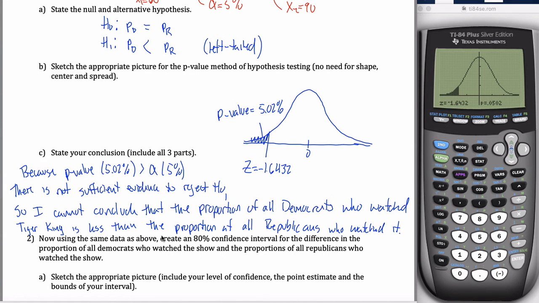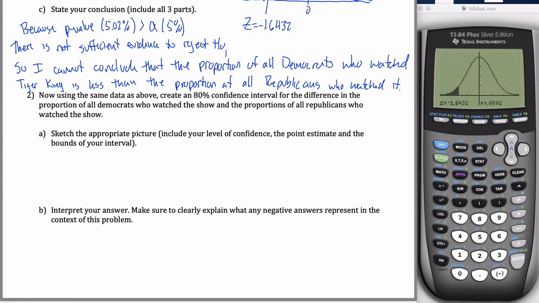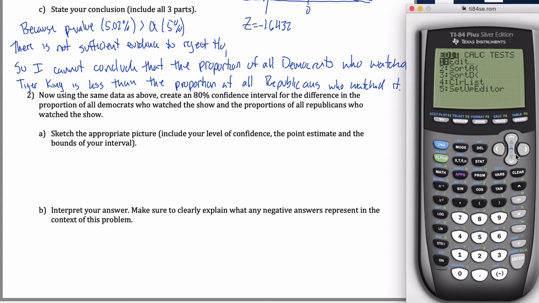All right, and then moving on to part 2. Probably won't surprise you that part 2 is dealing with confidence intervals as opposed to hypothesis testing. Using the same data as above, how convenient, find an 80% confidence interval for the difference in the proportions of all Democrats who watch the show and the proportion of all Republicans who watch the show. Sure, so first I want to sketch the appropriate picture, include all the normal stuff. Conveniently that'll come straight out of your calculator tests, and then instead of 2-prop z test, grab 2-prop z interval. And you'll put in the same numbers, and the calculator does you a solid by leaving those all in there for you. The confidence level that we want is 80%. So I'll make that a 0.8, and then I'll calculate.